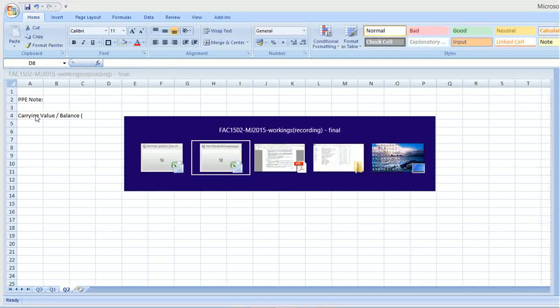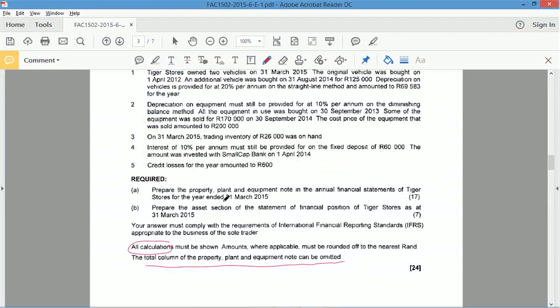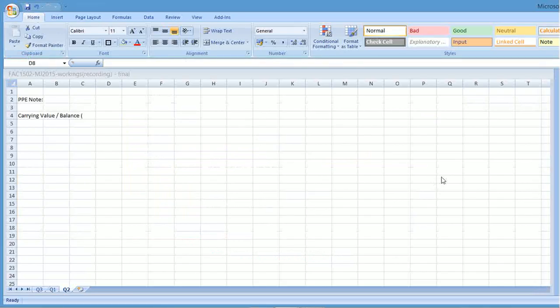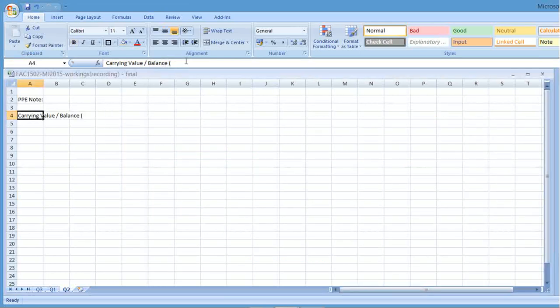In terms of beginning and end of the year, what are we looking at? 31st of March. So March then would have been April. So 1st of April would have been the start of the year. So we would have had balance here, 1st of April 2014. Then we would have had cost and accumulated depreciation.